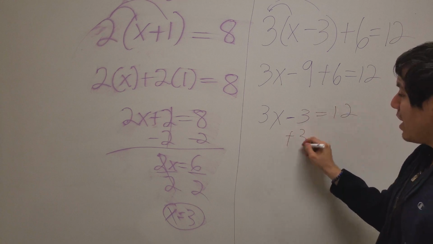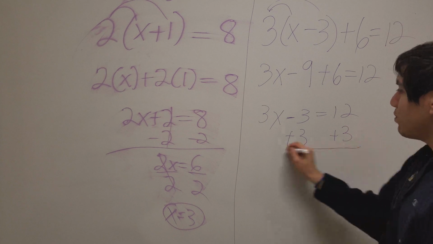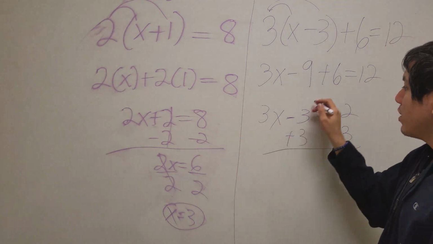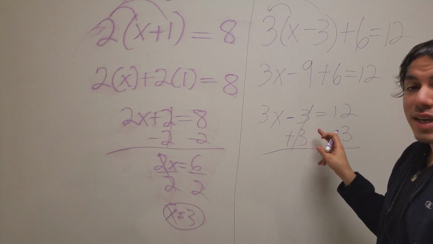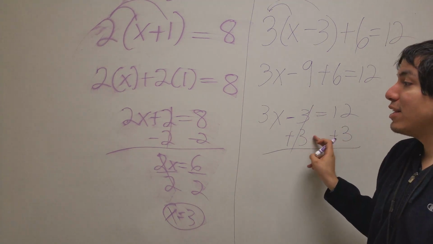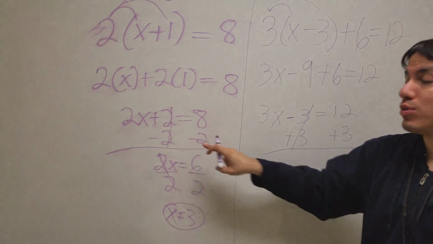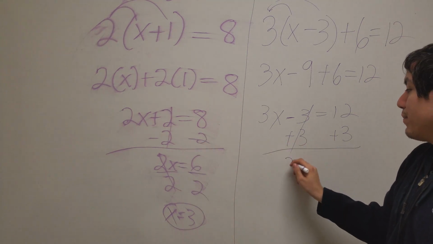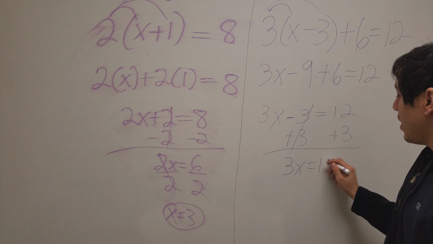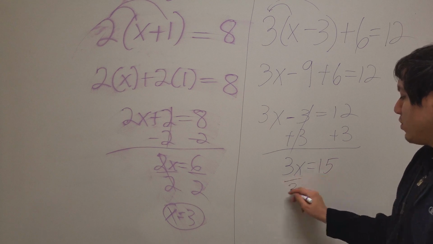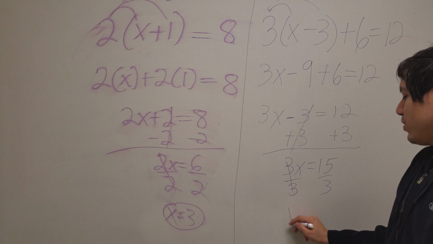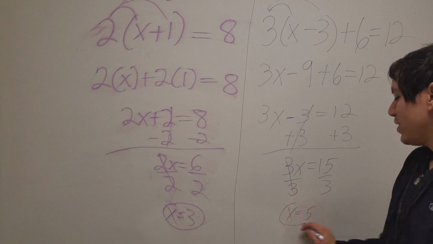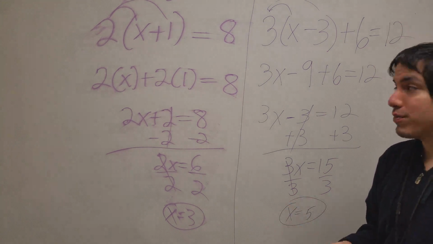Then I'm going to add 3 on both sides, because it's like how we did in this step. We're going to want to get rid of the 3's on both sides. And now I'm adding 3. You see in this part I subtracted 2 versus adding 3, okay? And I'm left with 15. So 3x equals 15, and 15 divided by 3 is 5. So x equals 5 as my final answer.